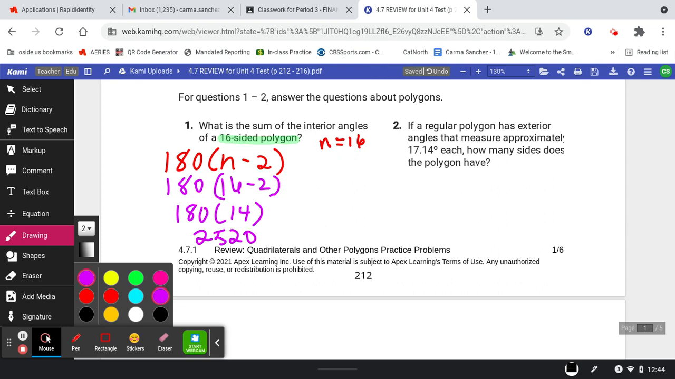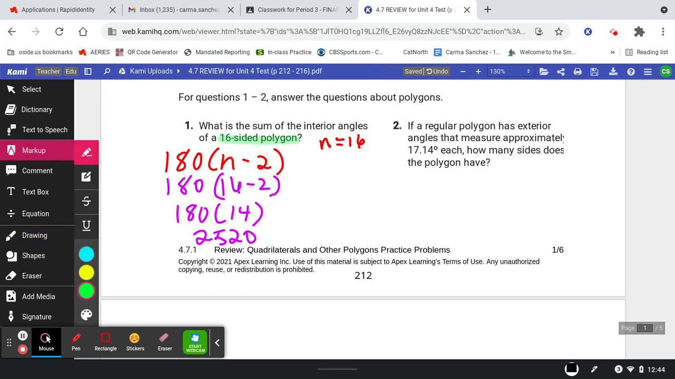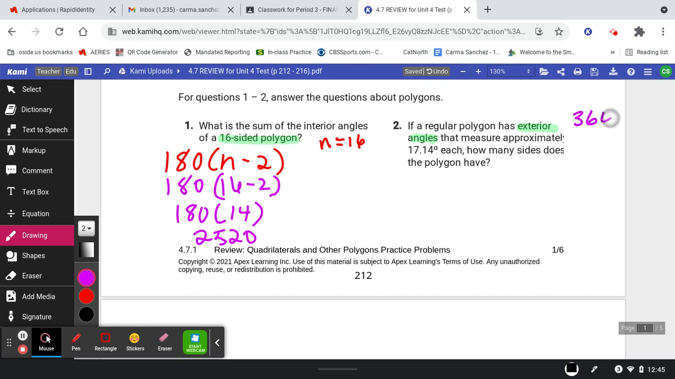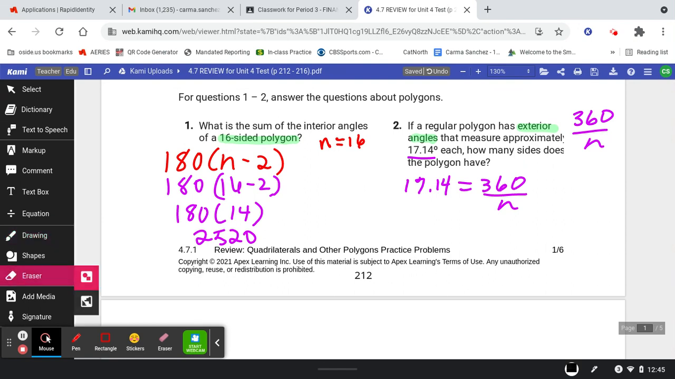Now over here they are talking about the exterior angles. So this is a different formula. Remember that the exterior angles of any polygon add up to 360. So if we're trying to find the measure of one angle, it was 360 divided by the number of sides. But in this case, they're giving us that angle measure. So they're telling us that it's equal to 17.14. But we know that the formula is 360 divided by the number of sides, and it's asking for how many sides. So we're going to take this and work backwards to find that n.